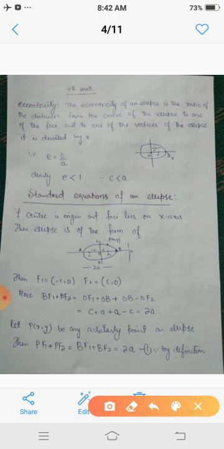Yesterday we discussed the definition of an ellipse. Today we are going to discuss the standard forms, or the standard equations, of an ellipse. Firstly, we will define what the eccentricity of an ellipse is.